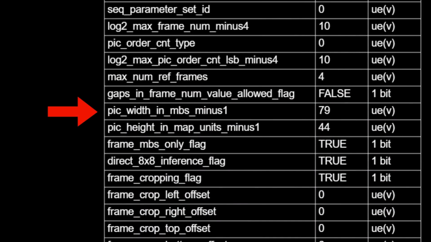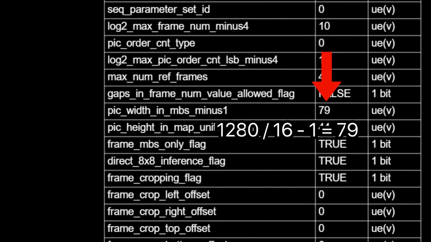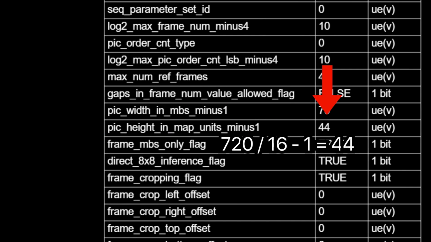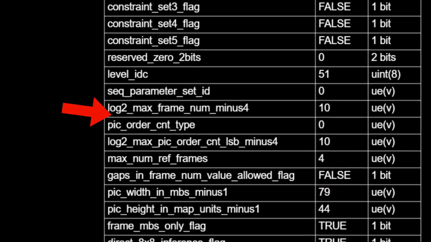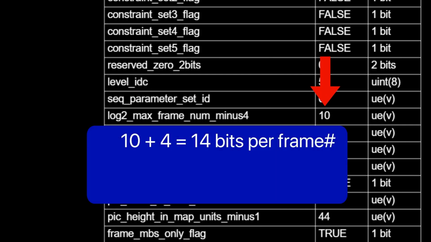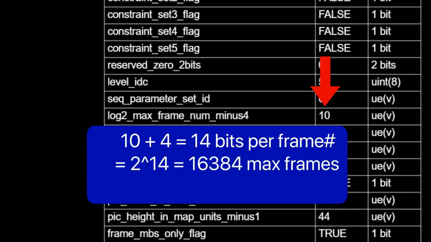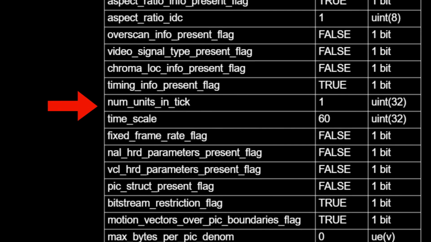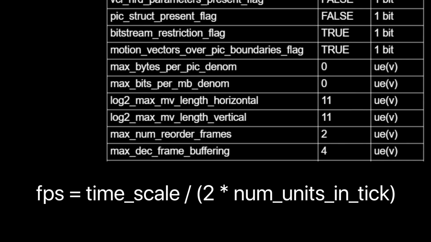Picture width in macroblocks minus 1 is the video width 1280 divided by 16 minus 1. Picture height in map units minus 1 is the video height, or 720, divided by 16 minus 1. Log2 max frame number minus 4 is 4 less than the number of bits used to represent the frame number. 10 would mean the video can have 2 to the 14th, or 16,384 total frames, enough for a 10-minute video at 30 FPS. The frame rate is indirectly stored with a time scale and num units in tick. FPS equals time scale divided by 2 times num units in tick.